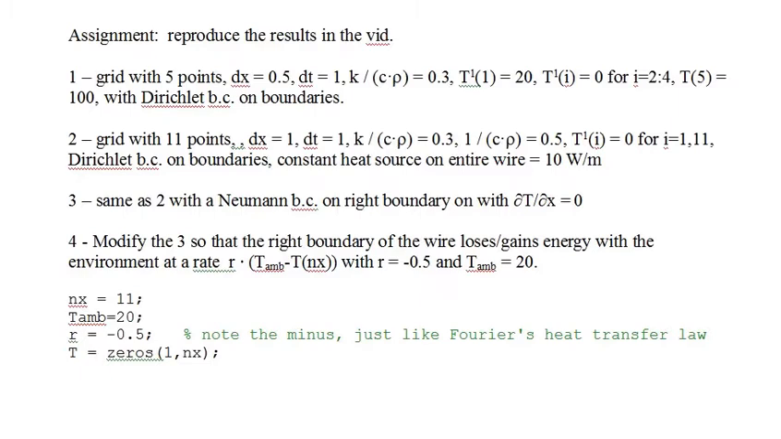So the assignment is to reproduce the three results in the video, and then a fourth problem, which is to modify the third so that on the right boundary the wire has a Robin boundary condition as specified, and some of the code for that problem follows, along with the graph showing the results.